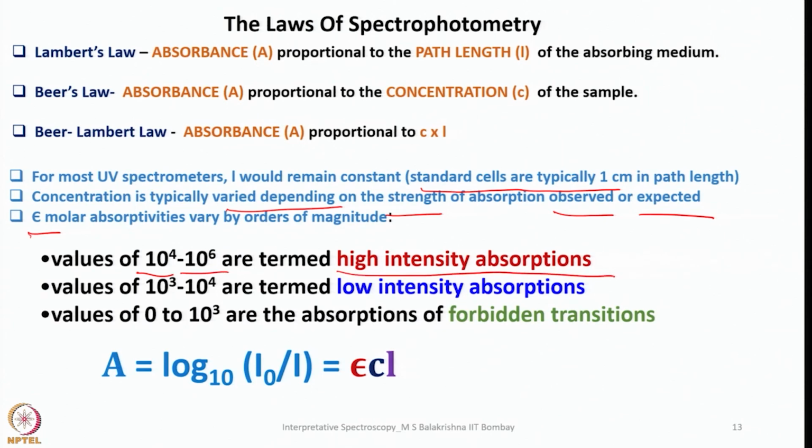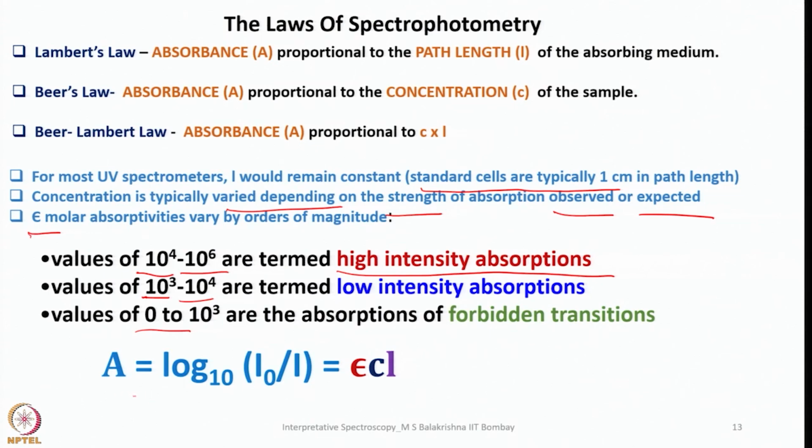If the value is in the range of 10 raised to 3 to 10 raised to 4, they are termed as low intensity absorptions. On the other hand, if the value is much below, like 0 to 10 raised to 3, the absorptions are weak absorptions, very weak absorptions, or forbidden transitions. They are due to forbidden transitions. We will learn later what the forbidden and allowed transitions are, what the selection rules are, all those things in more detail when we go to transition metal complexes.